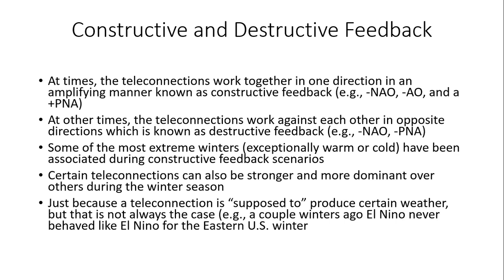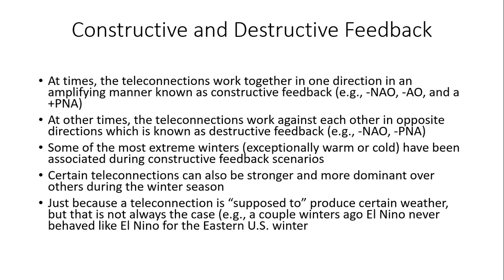Certain teleconnections can also be stronger and more dominant over others during the winter season. So for example, I can have a very strong El Nino, or I can have an EPO which favors a more zonal, highly amplified Pacific jet, but I also can have a negative NAO at the same time, or a negative AO. And so, which of these teleconnections is strongest and most dominant? That's the real challenge in seasonal forecasting. Just because a teleconnection is supposed to produce certain weather, that's not always the case.